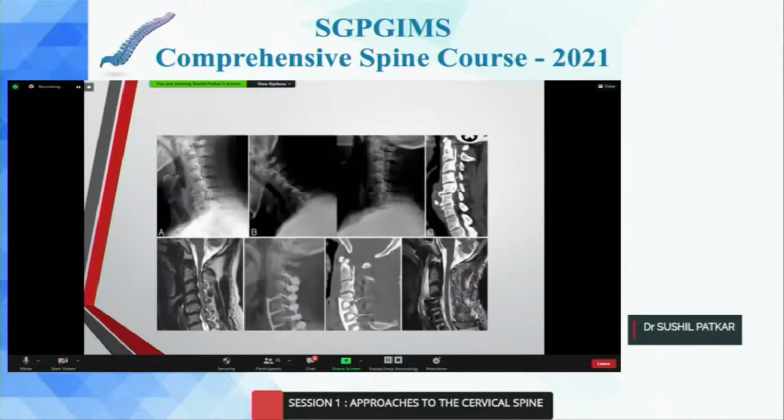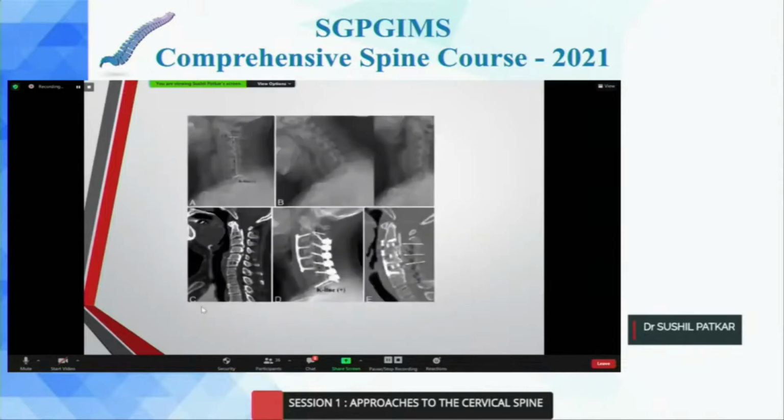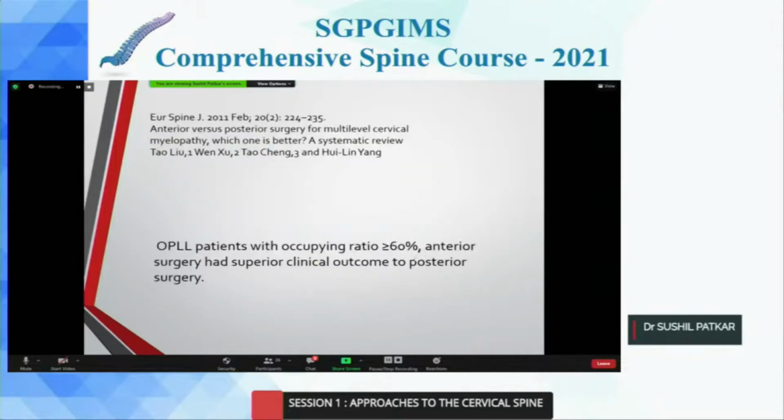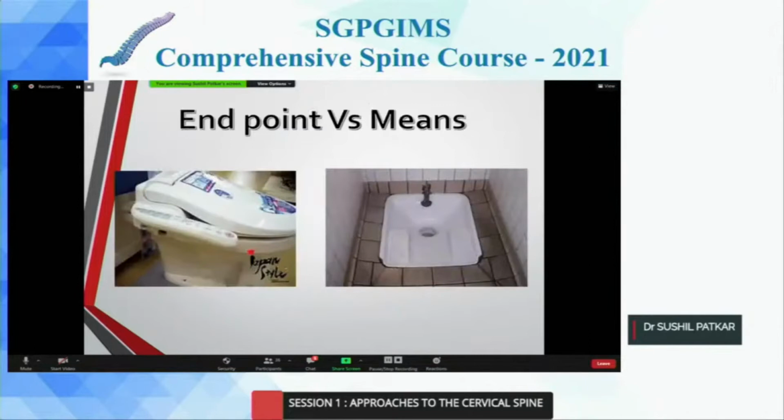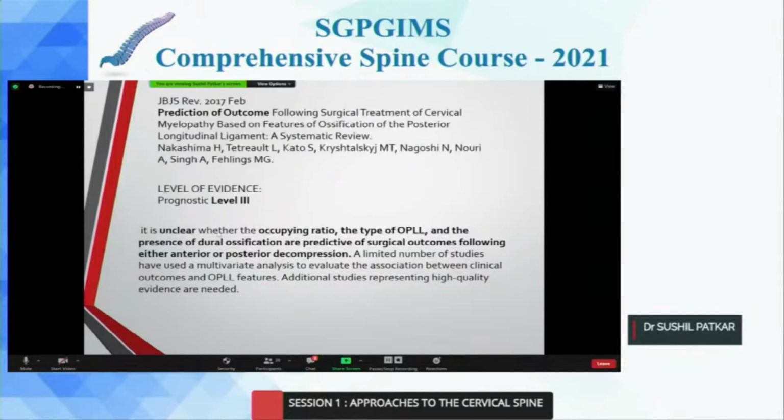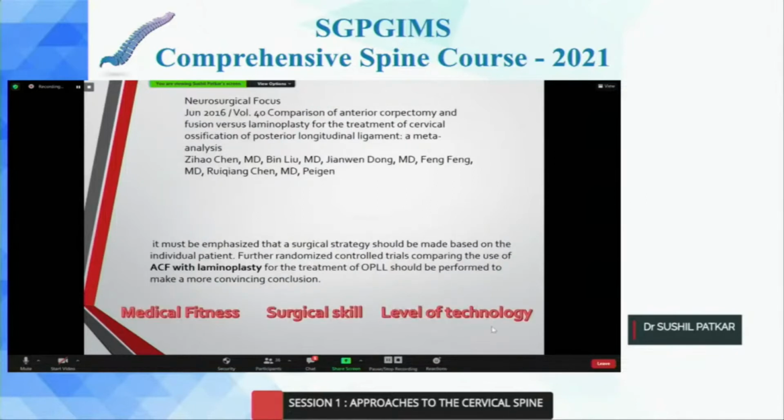So these are some examples you can see where you do the posterior surgery and do the anterior surgery and put the wedges inside. This is a textbook, but this is not my case. This is from the book I've picked up. So OPLL, where the occupation ratio is more than 60%, anterior surgery is superior. Some people say with 50%, there are more complications with anterior surgery. Whatever it is, there are various ways, but it's the end, not the means, that matters. But all the evidence in OPLL surgery is level 3 evidence. Most important, I think, is the medical fitness, your individual surgical skill, and the level of technology available to you.